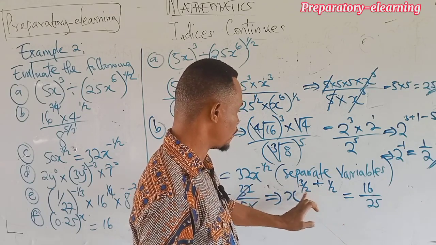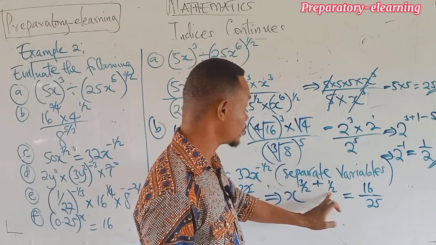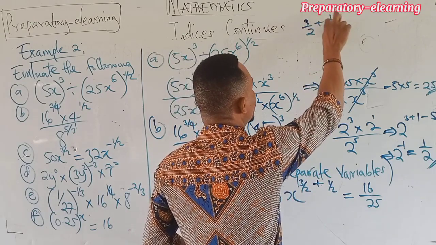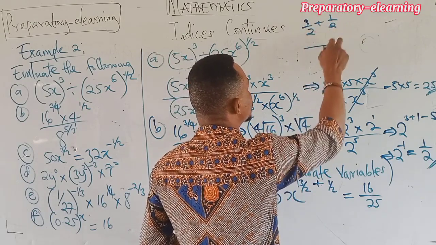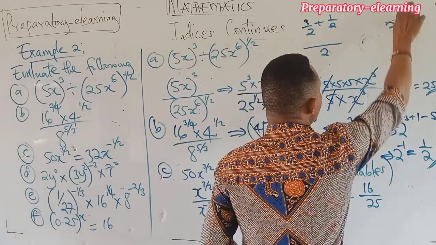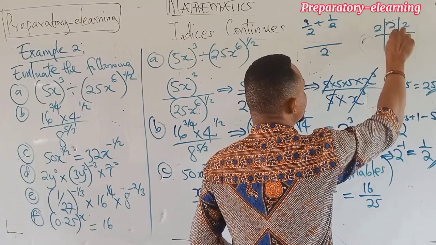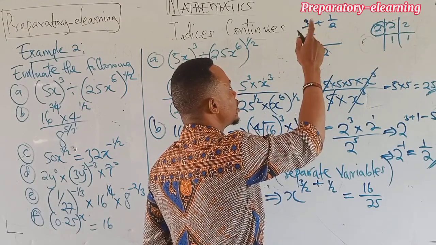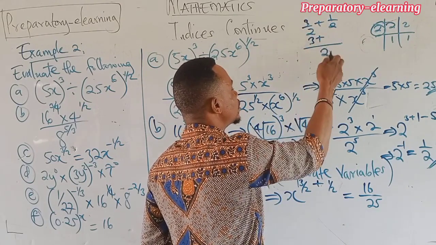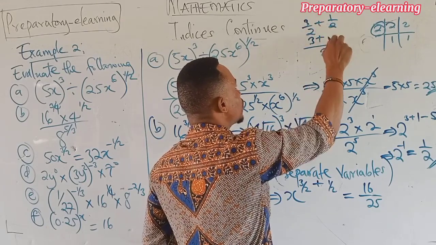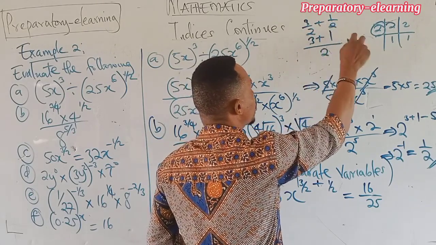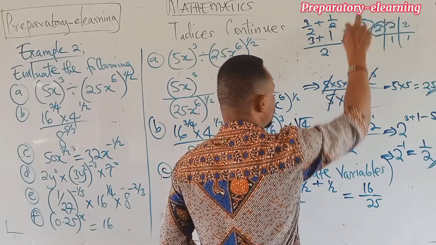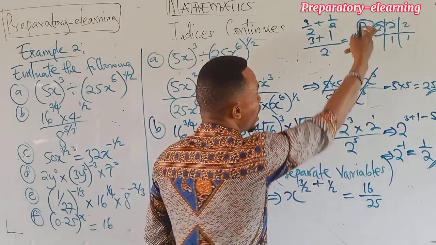We have 3 over 2 plus 1 over 2. To find the LCM of 3 over 2 plus 1 over 2, how do we do that? LCM of 2 and 2 is 2. LCM is what? 2. You're right. 2 divided by 2 is 1. 1 times 3 is 3. Plus 2 divided by 2 is 1. 1 times 1 is 1. Therefore, we have 3 plus 1 is equals to what? 4 over 2. Now, this 2 cancels this 4. You have 2. So, in place of this power, we have 2.